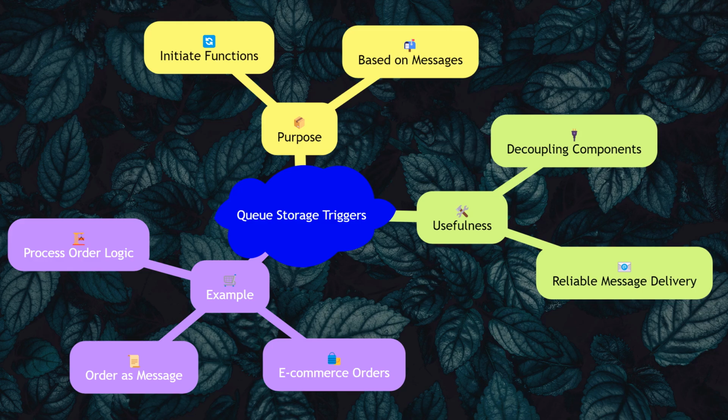Queue storage triggers are used to initiate functions based on messages in an Azure Queue Storage. This is useful for decoupling application components and ensuring reliable message delivery. For example, you could use a queue storage trigger to process orders in an e-commerce application, where each order is represented as a message in the queue. The function would then handle the order processing logic.